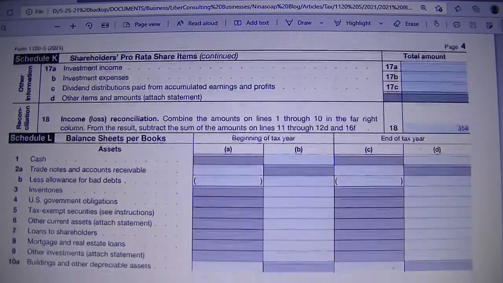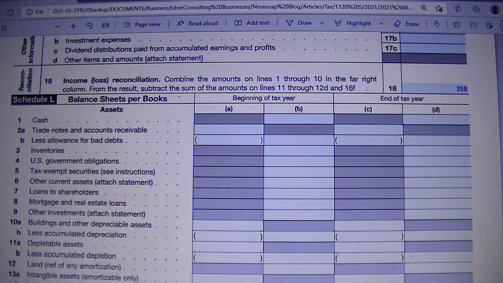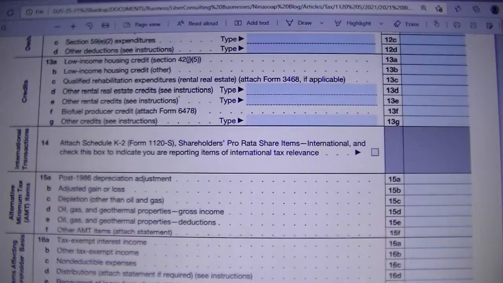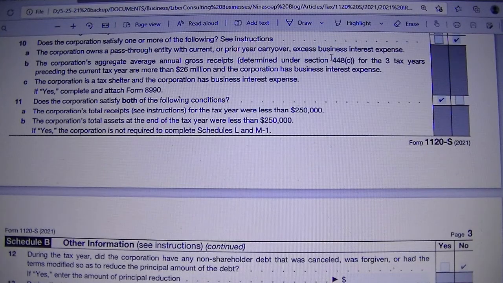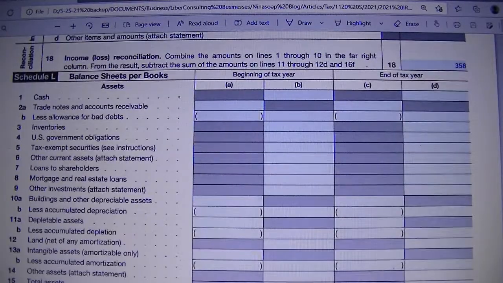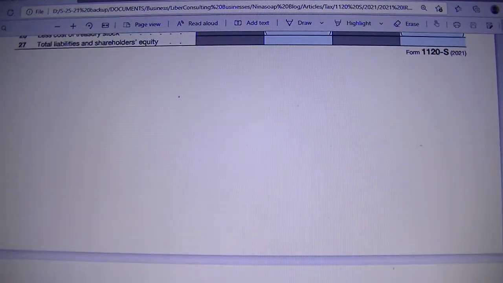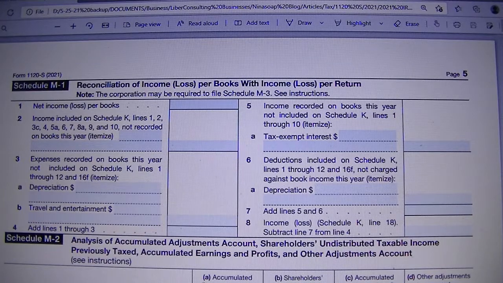Because the total asset is less than $250,000, and I believe the Schedule B, the total receipt was less than $250,000. That's pretty much the total sales. And total asset less than $250K. We don't need to complete Schedule L. And Schedule L is just like the balance sheet. Although it might be a good idea to do that for your business yourself. You don't need to complete it on this form, but you can just have it in your file.